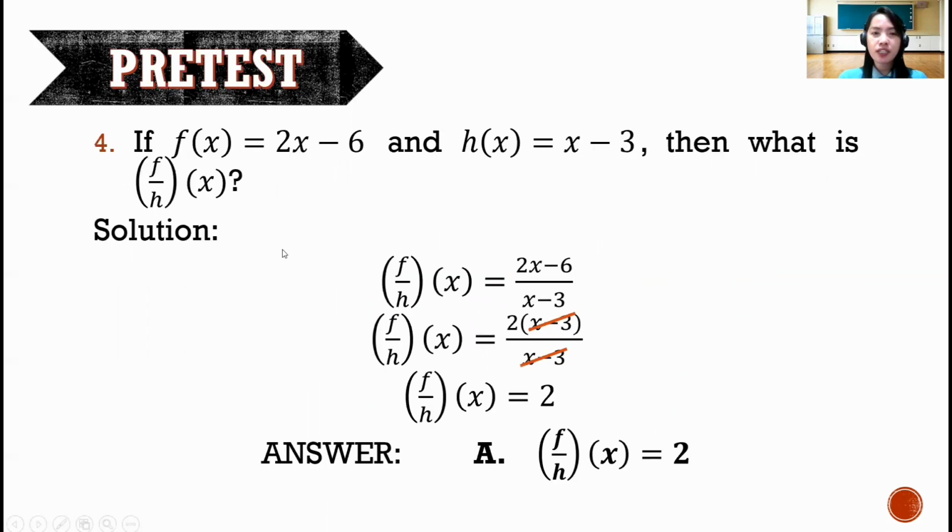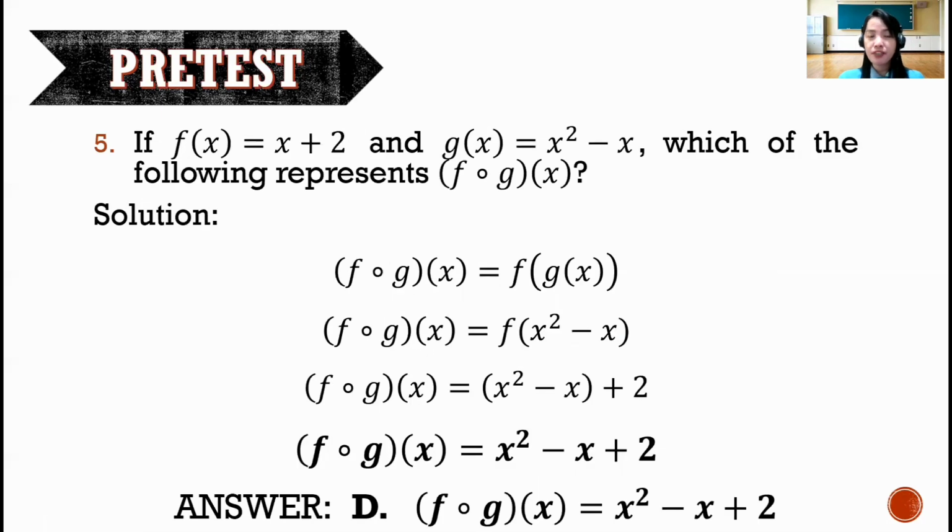For number 4, f of x is equal to 2x minus 6 and h of x equals x minus 3. Then what is f over h of x? That is equal to 2. So final answer, it's letter A.